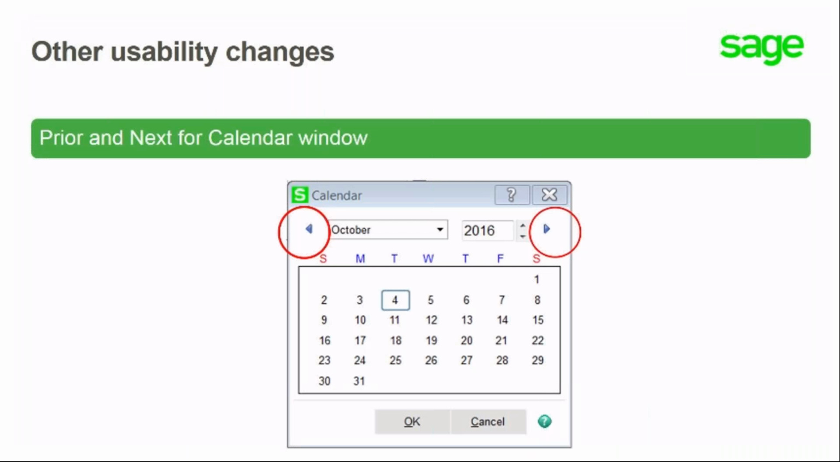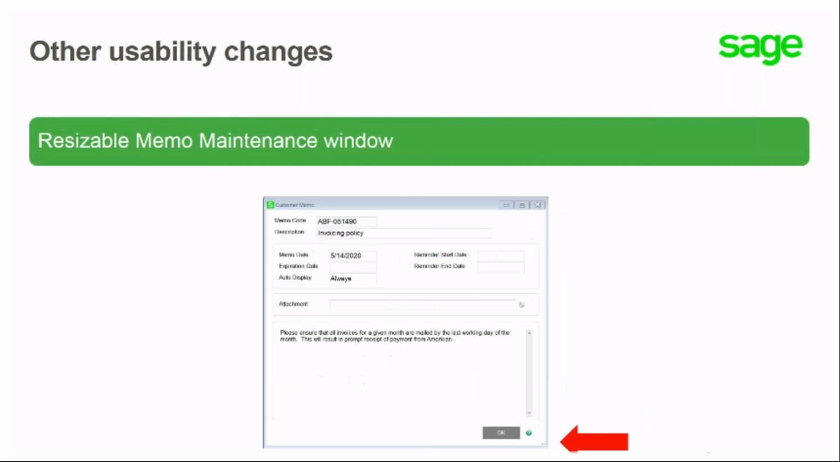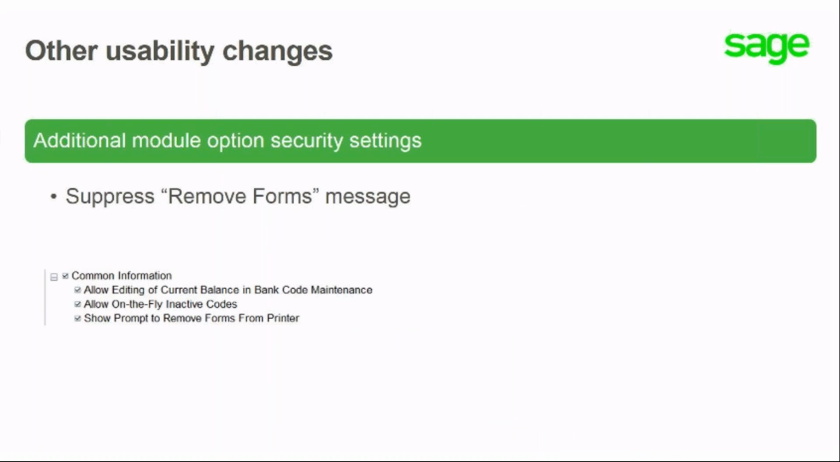With the release of Sage 100 2017, you're going to see many different usability changes, just like we do in every release. One of those changes is the ability to move from month to month in any calendar display window. And you will notice there is a prior and next for calendar window, allowing you to easily navigate to different months in the calendar. We've also added the ability to resize a memo with a pull frame you see in the right-hand corner. And this is for all memos.